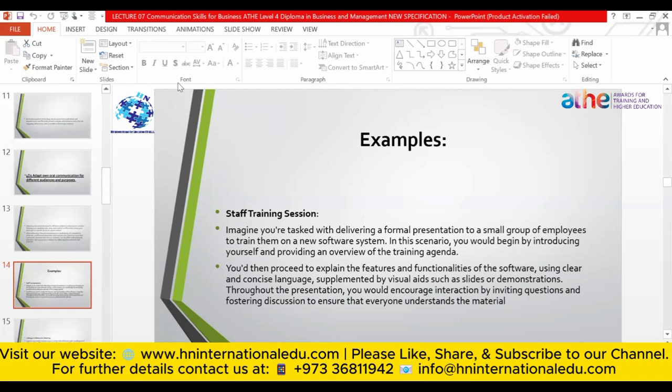Imagine you are tasked with delivering a formal presentation to a small group of employees to train them on a new software system. In this scenario, you would begin by introducing yourself and providing an overview of the training agenda. You would then proceed to explain the features and functionalities of the software using clear and concise language supplemented by visual aids such as slides or demonstrations. Throughout the presentation, you would encourage interaction by inviting questions and fostering discussions so that everyone understands the material.